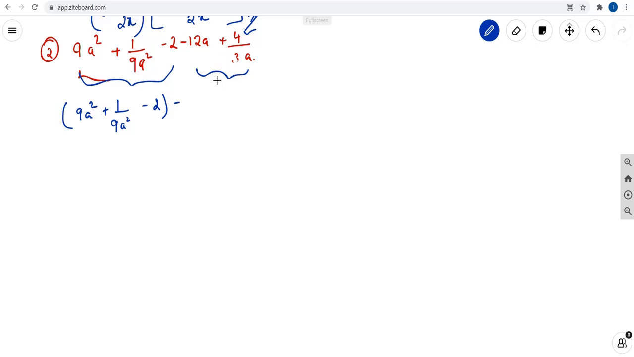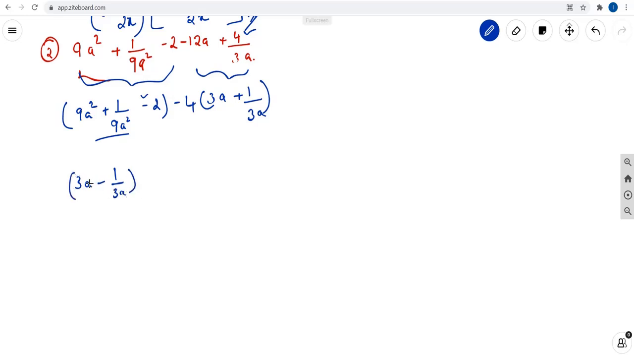What I can take common here is 4. If I take 4 common, 4 threes are 12, so 3a will be left, plus 1 divided by 3a. Now it is in the form of a minus b whole square. Here a is nothing but 3a. So this becomes 3a minus, you have a minus sign here, 1 divided by 3a, whole square.